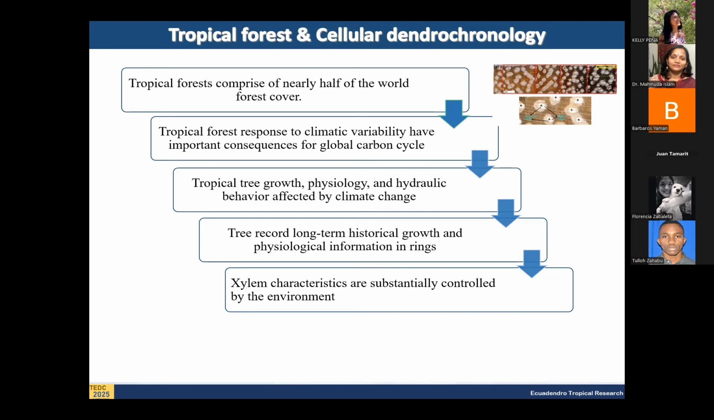And xylem characteristics, especially wood anatomy, are very suitable, substantially controlled by the environment. If the environment is good, then the growth is good. Ultimately, the wood anatomy behaves with the environment or climate.